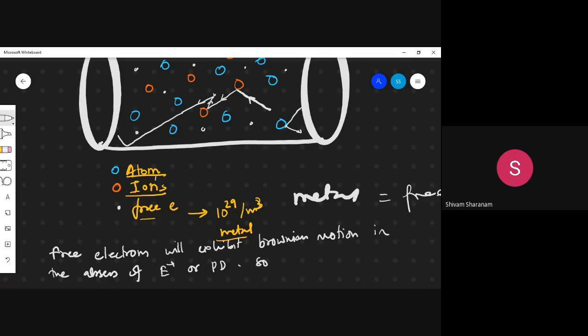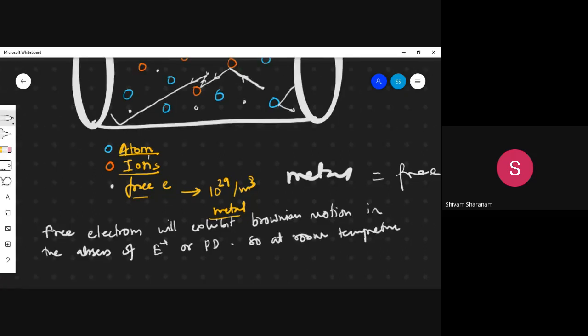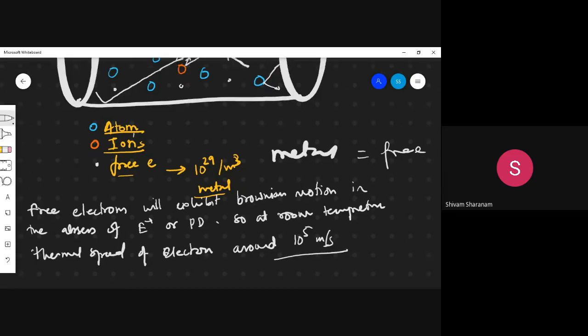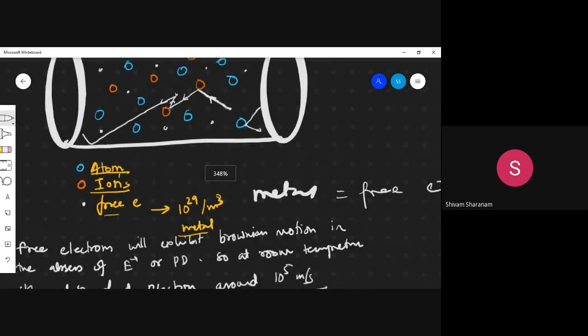Okay, so this motion we also call thermal motion or thermal speed, because it is because of temperature. So at room temperature, thermal speed of electron is approximately 10 to the power 5 meter per second. Okay, average speed we are talking about. So each electron will have this kind of average speed.